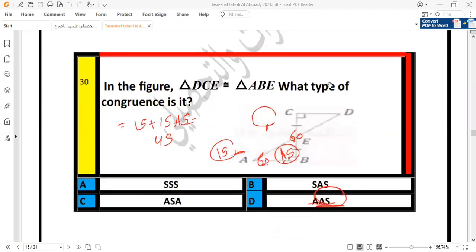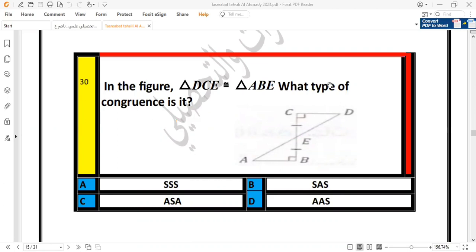Number 30. In the figure, triangle DCE is similar to triangle ABE. Okay, what's the type of congruence? He asked me to find. I have many cases of similarity or congruence of triangles. SSS means side side side. SAS, side angle side, this angle must be the included angle. Okay, must be the included angle. And here ASA means angle side angle, and here AAS, angle angle side.